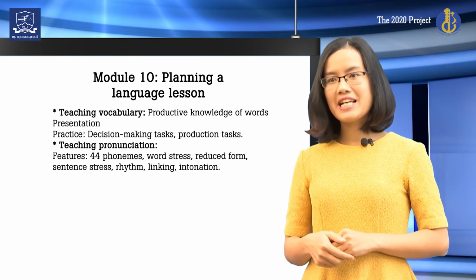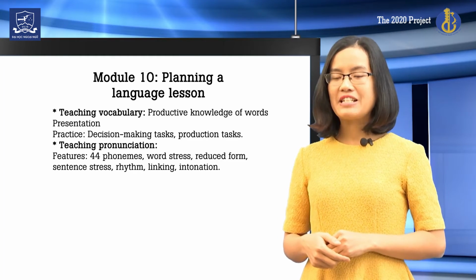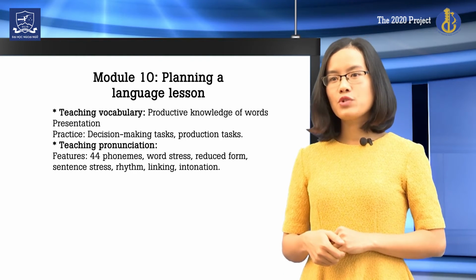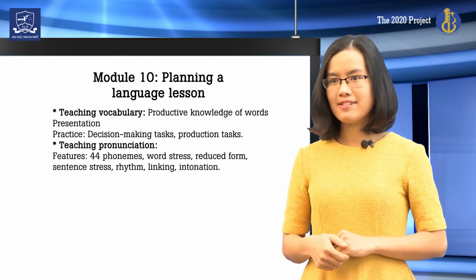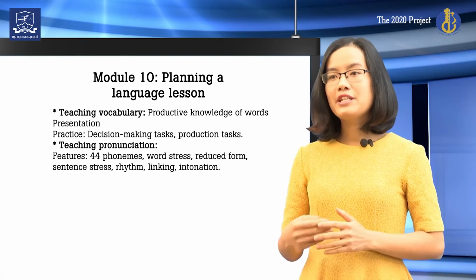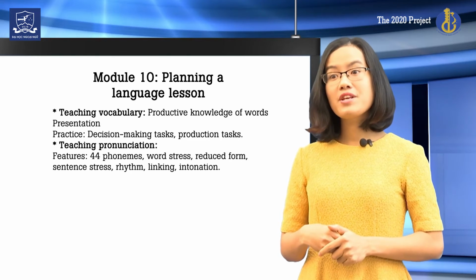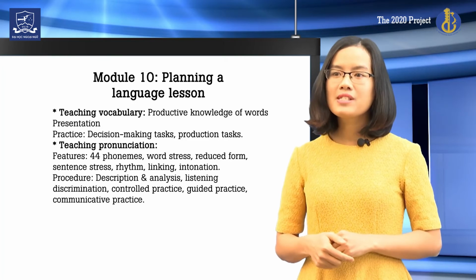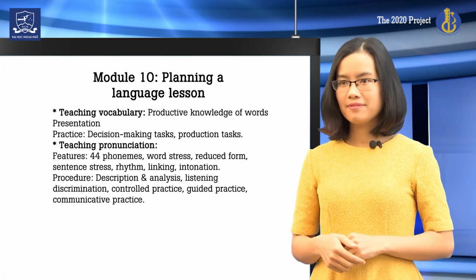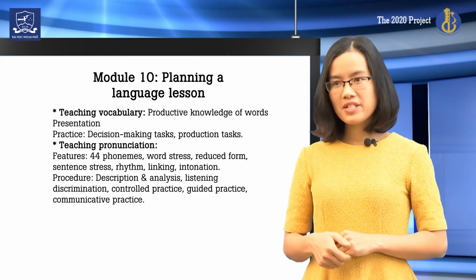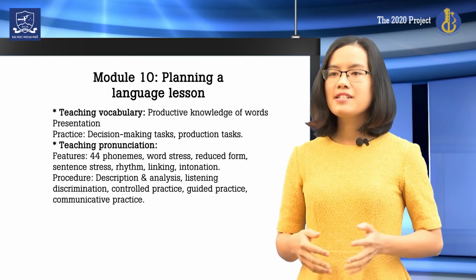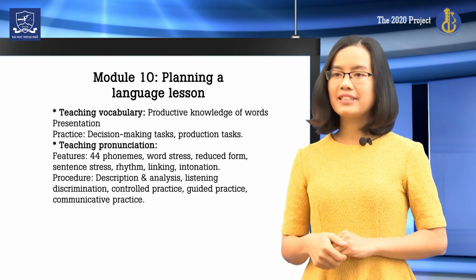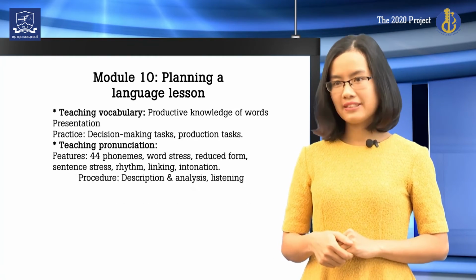In teaching pronunciation, various features need to be taught. 44 phonemes: there are 20 vowels and 24 consonants. Word stress, reduced forms, sentence stress, rhythm, linking, and intonation. And the following procedure should be followed in teaching, starting from description and analysis, listening discrimination, controlled practice, guided practice, and then communicative practice.